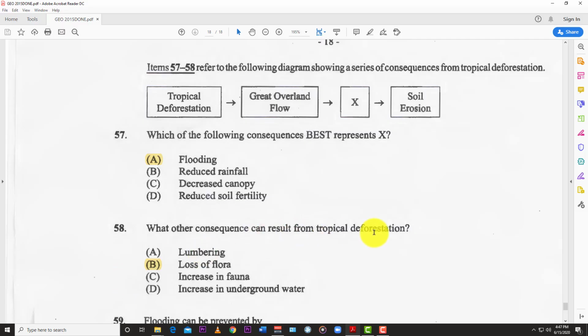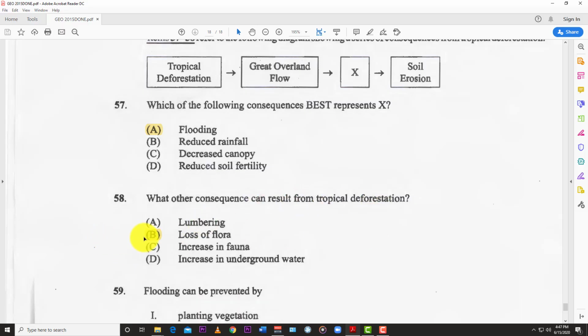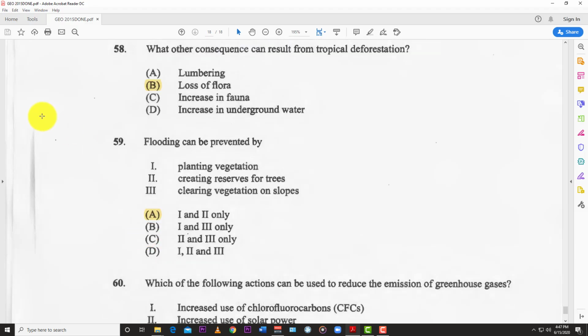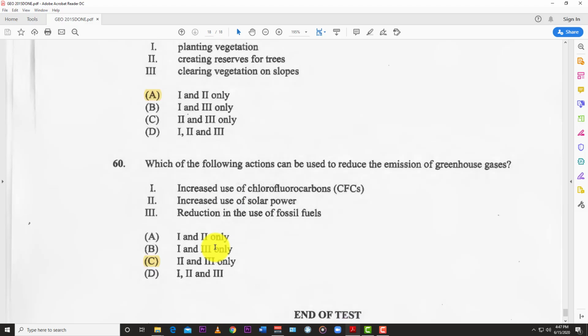58, which of the following consequences can result from tropical deforestation? And the answer is B, the loss of flora, cutting down the trees, so the loss of trees. 59, the flooding can be prevented by, and you have some options here: 1, planting vegetation, of course; 2, creating reserves for trees; and 3, clearing vegetation on slopes. So let's see, the best answer here would be A, 1 and 2, which is planting vegetation and creating reserves for trees.